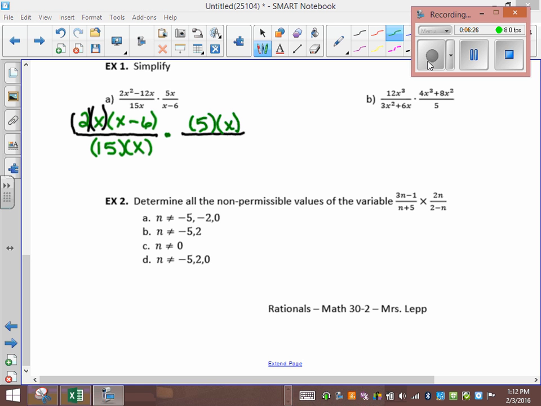Okay, and then x minus 6 in its own brackets. So before we cancel, because remember I said when you see something that matches on the top and the bottom, you get super excited because they match? Before you do that, you need to state NPVs.